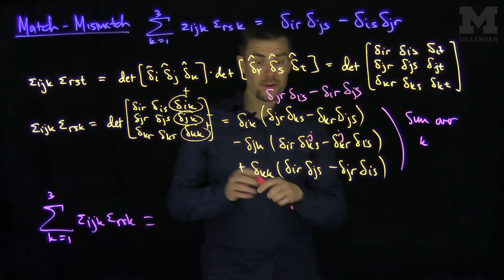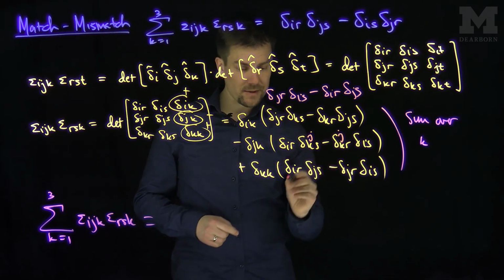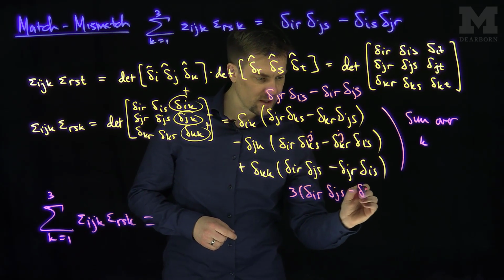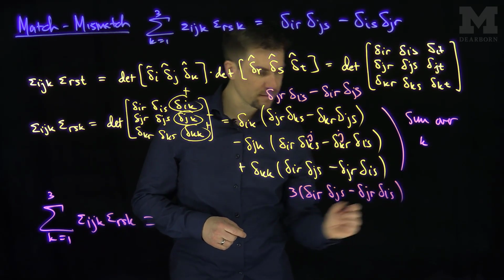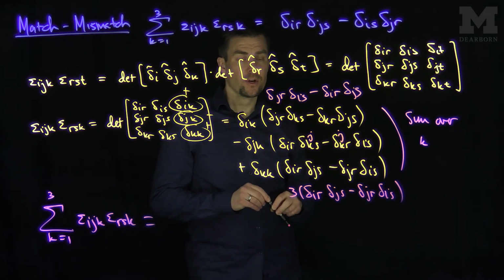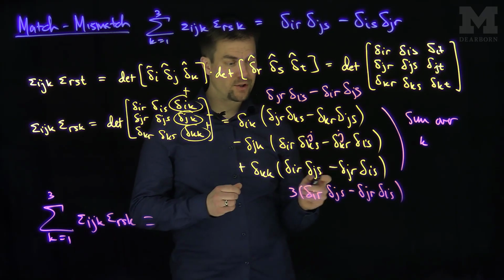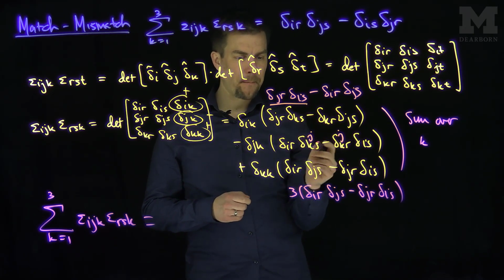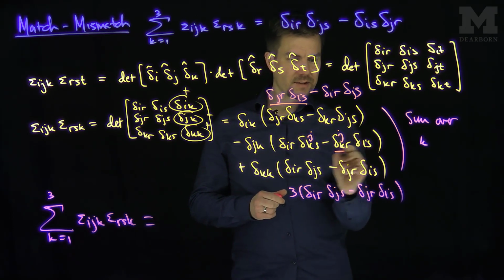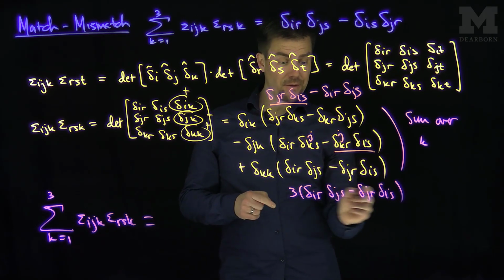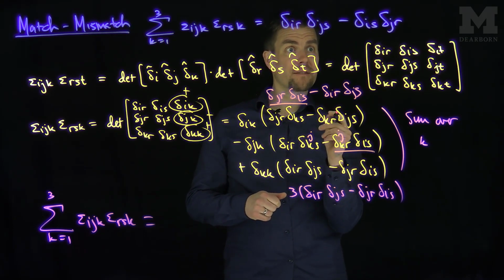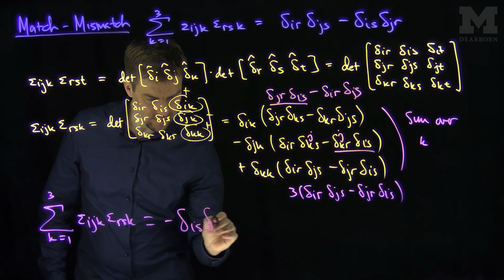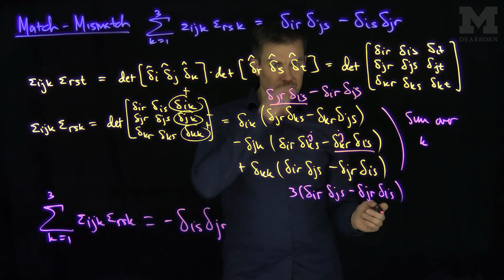And finally, what I'll get over here is 3 copies of this expression, 3 copies of delta IR, delta JS minus delta JR, delta IS. Okay, we've got 3 copies of that. So let's look at the delta JR terms. I have a delta JR, delta IS. Over here I have a delta JR, delta IS with a plus sign, and I have 3 negative signs. So I get a total of 1 negative delta IS, delta JR. That takes care of those terms.